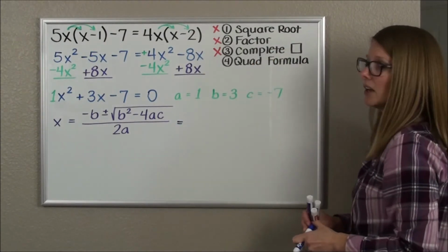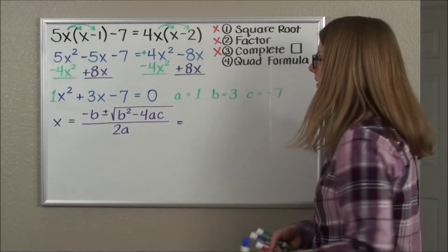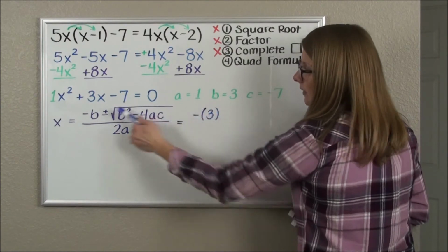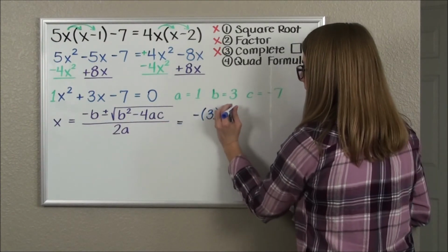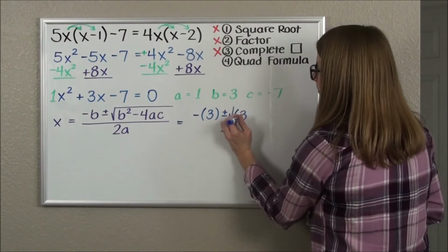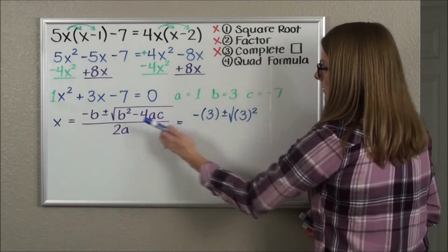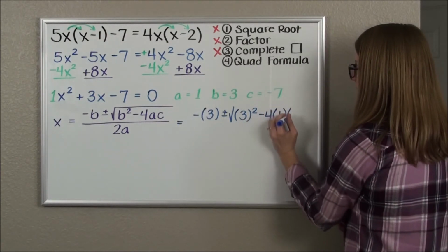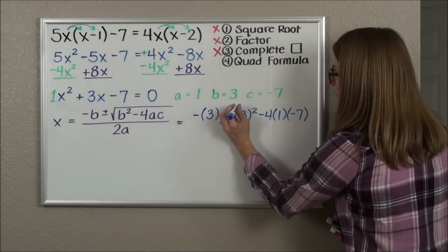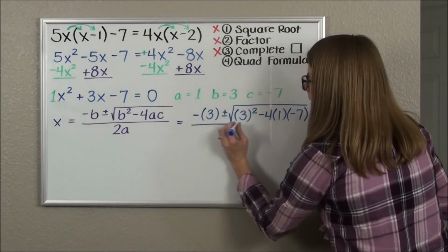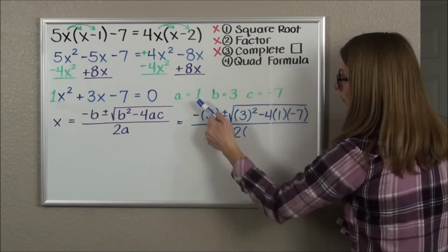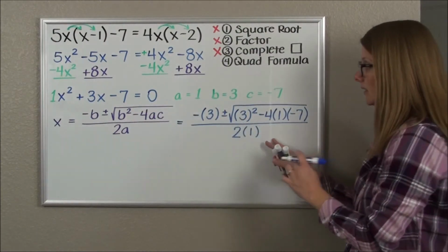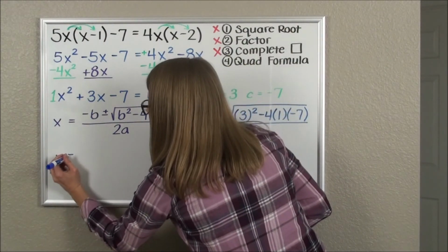Once we've got the formula, our job is to plug and chug. So let's plug things in. Remember, when you plug things in, use parentheses. So -b will be negative, and then 3 in parentheses, plus or minus square root. B squared will be 3 in parentheses squared, minus 4 times A times C, in this case, times 1 times -7. Now all this stuff was under a square root, and this is all over 2 times A, which is 1.